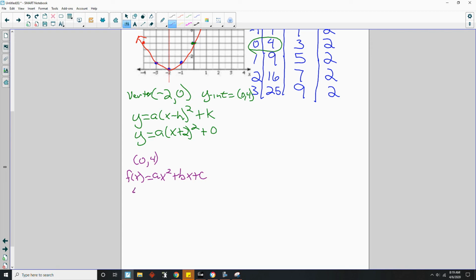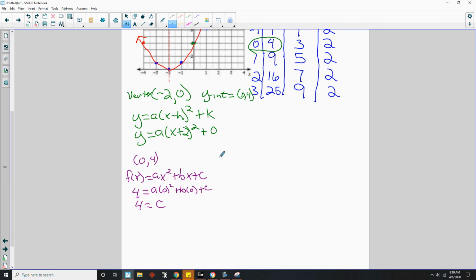So f of x is y. So I'd say 4 equals a times 0 squared plus b times 0 plus c. So 4 equals 0 plus 0 plus c is just simply c. So we now know c is 4. The y-intercept is 4, the constant at the end of a quadratic.